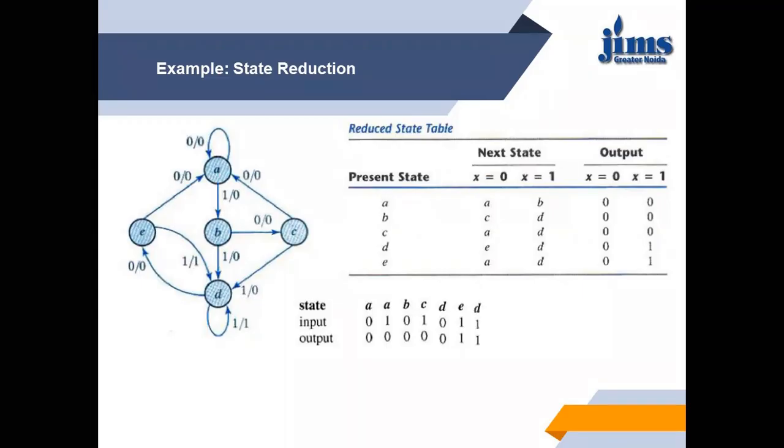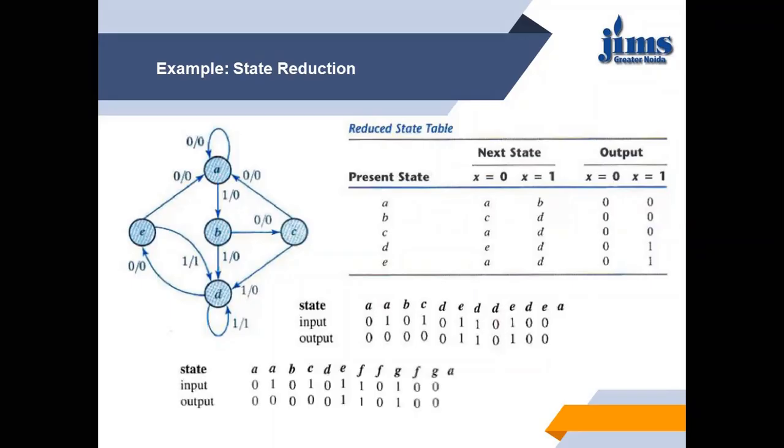E, input 1, output is 1, next state is D. Next input is 1, output is 1, next state is D. Next input is 0. With D, input 0, output is 0, and the next state is E. Next input is 1. With E, input 1, output is 1, next state is D. Next input is 0. With D, input 0, output is 0, next state is E. With E, input 0, output 0, and the next state is A. So here you see what we have done in the last example.